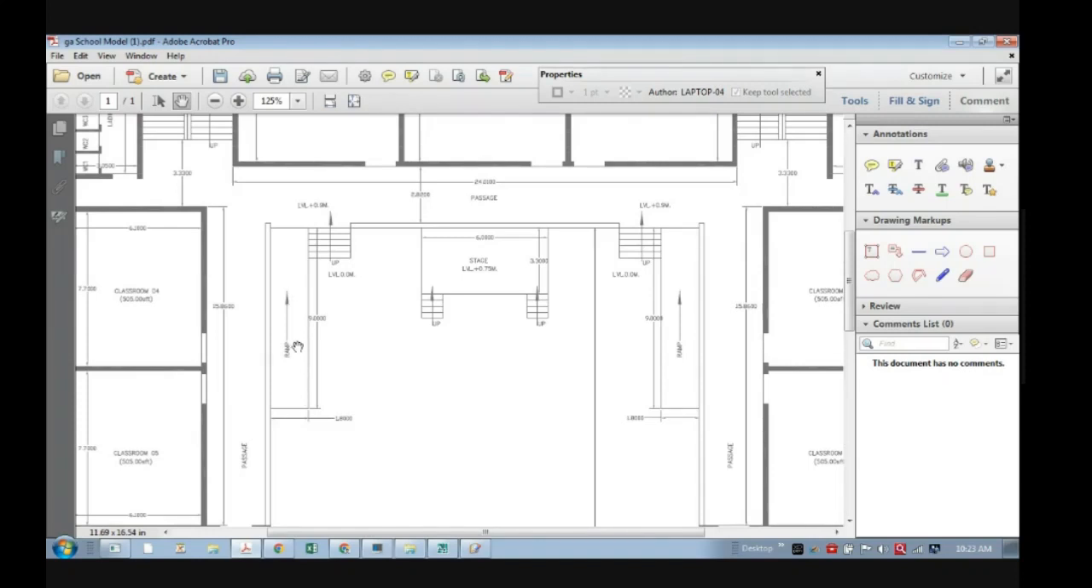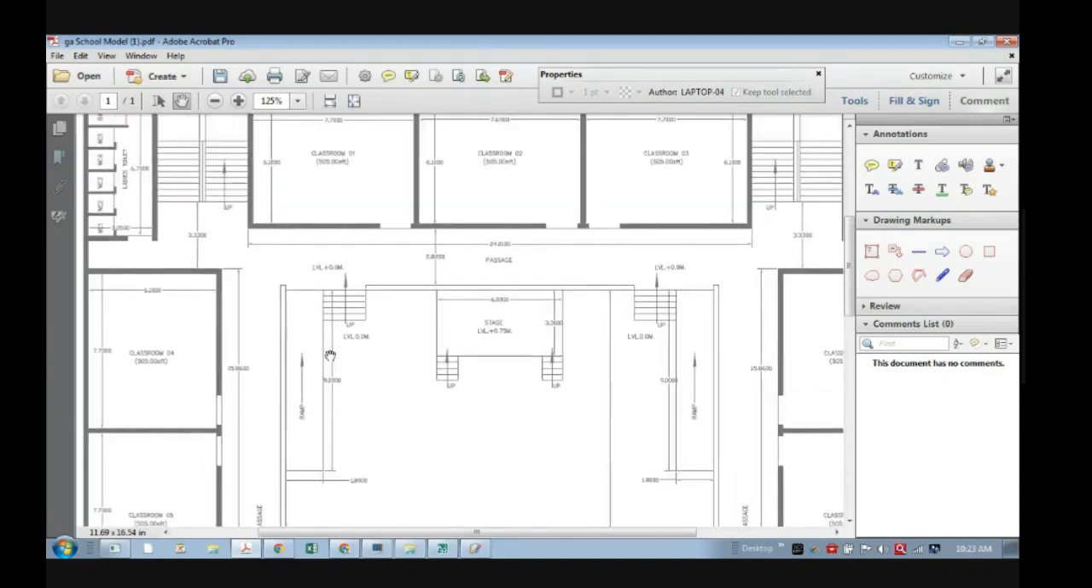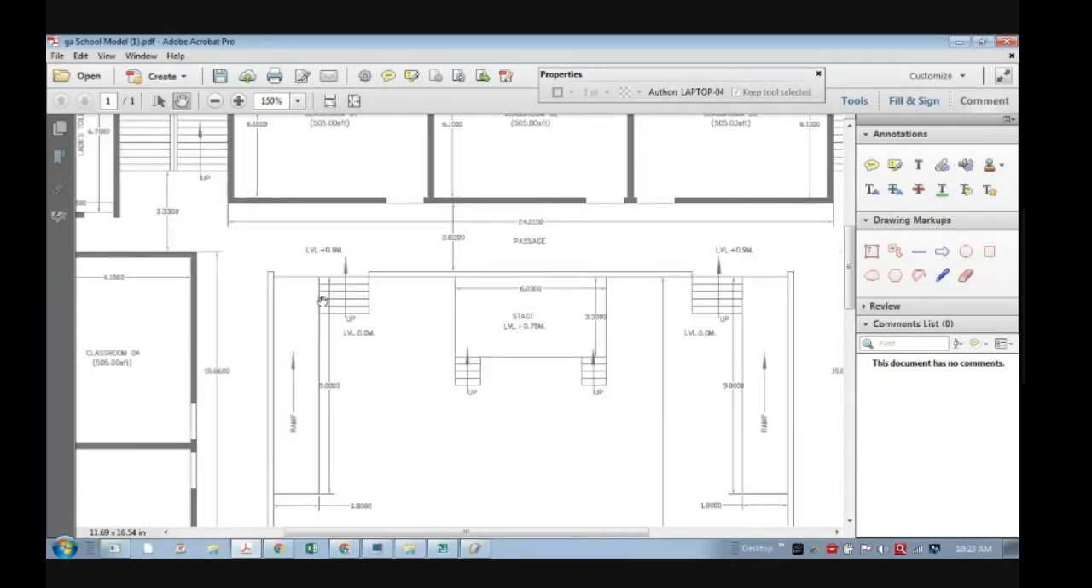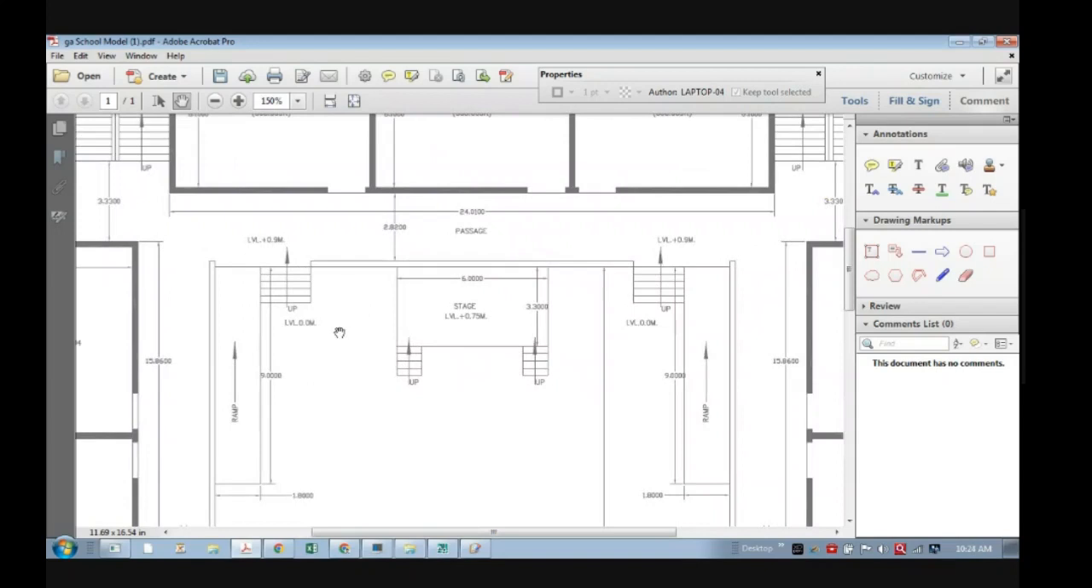Generally this is the case where ramps are provided, and then there is a step. Why are these steps there? What do you think? Sir, the passage will be a little elevated from the ground, at some height, therefore. Easily, yes.